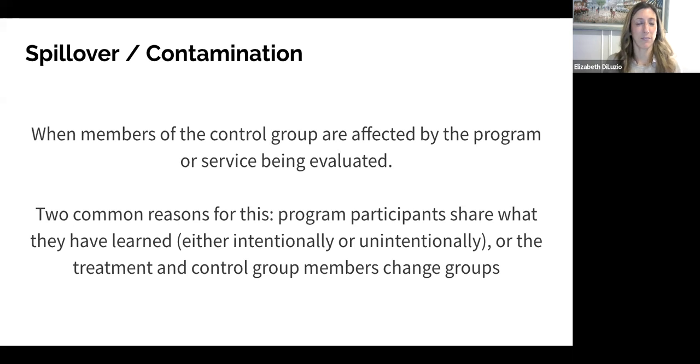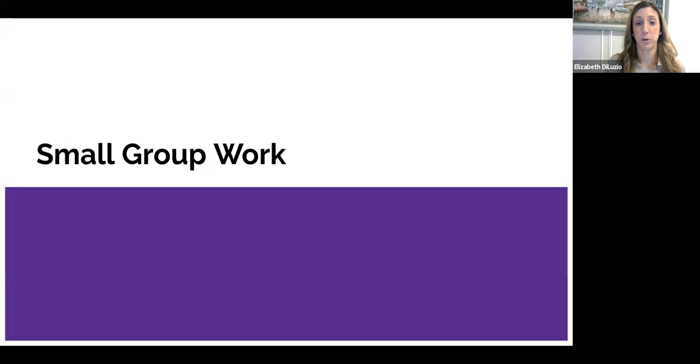And so now suddenly, if I was using the other family members as my control, they're now contaminated. And the second way is that the treatment and control group members change groups. So when we were talking about people who are in the group and maybe on the wait list, and then we accidentally pull in people who are on the wait list into the group later on. So just that movement, you need to make sure the groups are separate and they stay separate, or you don't include them.